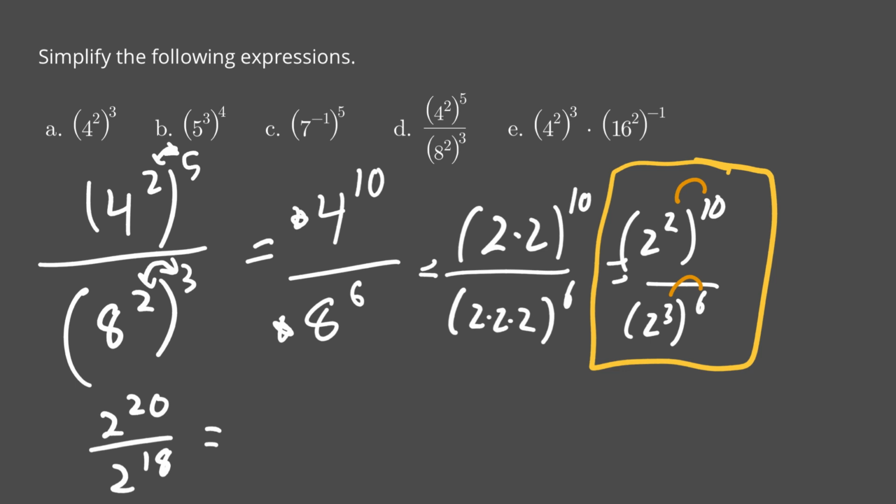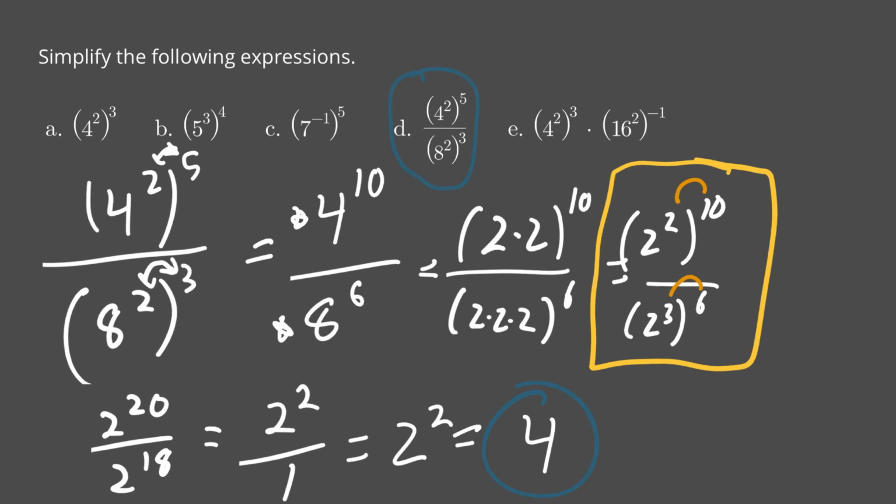And as you learned in some of our previous videos, these exponents will battle each other. The bigger number always wins, so the number on top stays alive, and 20 minus 18 gives us a positive 2 all over 1, which we don't have to write. So 2 to the power of 2 is the same thing as 4. And that's your final answer.